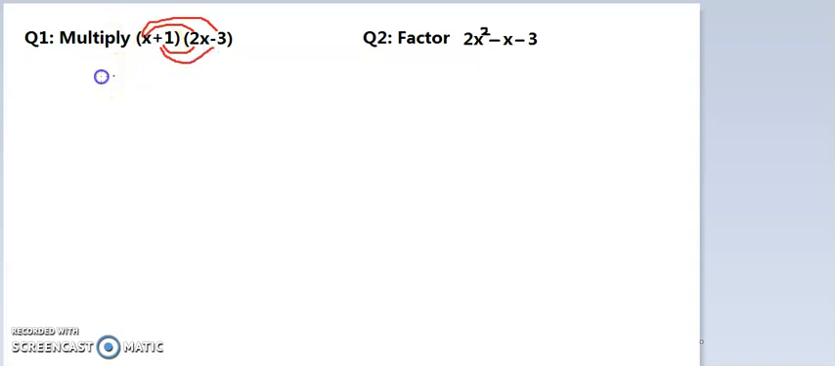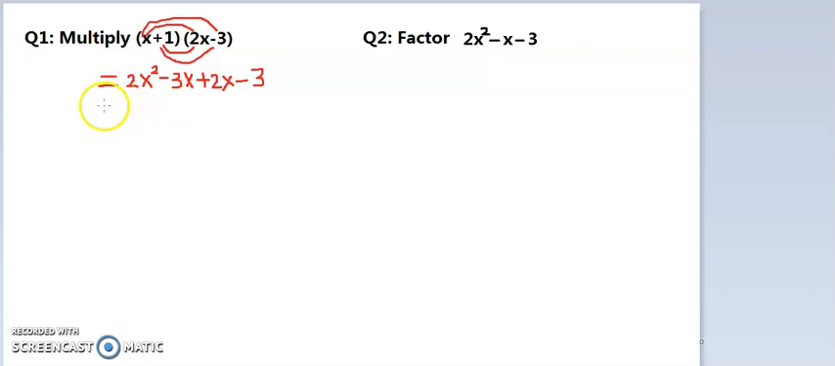So let's write down what we just did. There are 4 multiplications we just did. The first one, x times 2x, that gives us 2x squared. And next we do x times negative 3, that gives us a negative 3x. And the next multiplication is positive 1 times positive 2x. That is positive 2x. The last multiplication we do is positive 1 times negative 3. That gives us a negative 3.